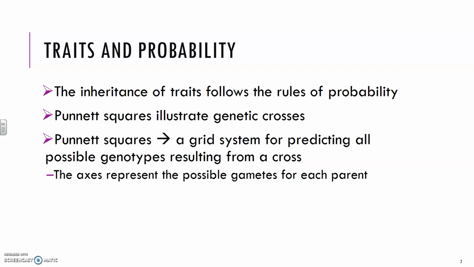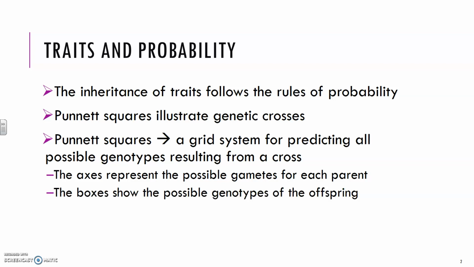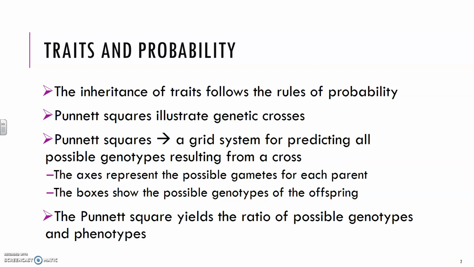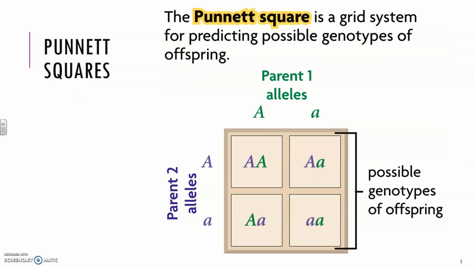So the axes on this grid represent the possible gametes from each parent. And we'll go into how to figure all of that out because it differs if you're dealing with a single trait versus multiple traits. The boxes inside the grid show all the possible genotypes of the offspring. So again, you can just go in and count all of your numbers. It's really simple at that point. The Punnett square yields the ratio of possible genotypes, and then you can also figure out the phenotypes from those genotypes.